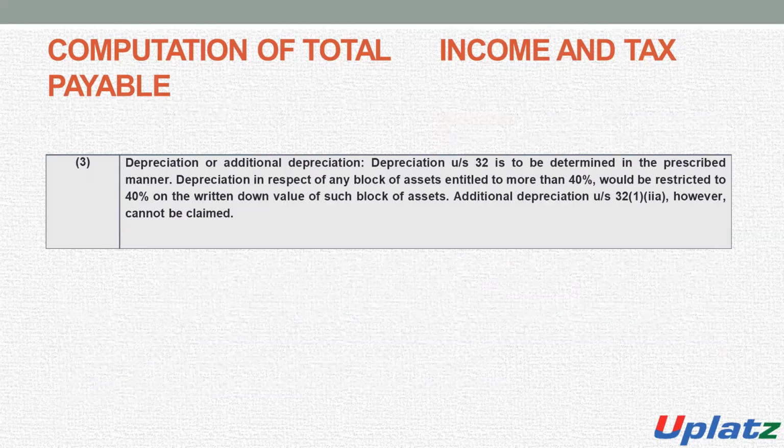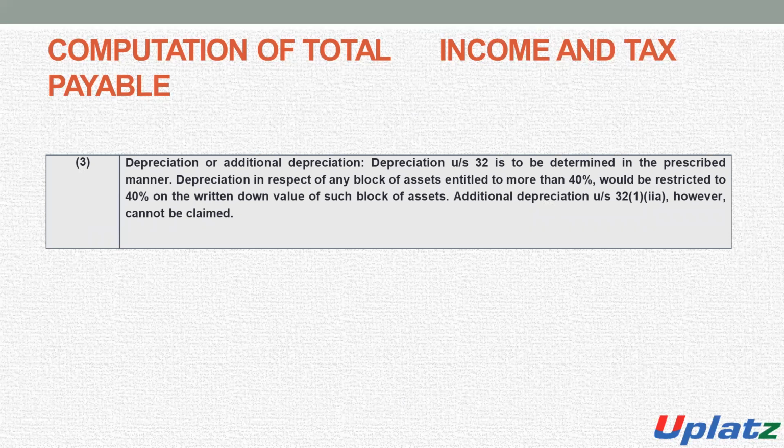Deduction or the additional deduction. The deduction under section 32 of the Income Tax Act, the deduction of depreciation under section 32, is to be determined in the prescribed manner. Depreciation in respect of any block of assets is entitled to be not more than 40%, and it would be restricted to 40% of the written down value of the block of assets. Additional deduction will not be available.